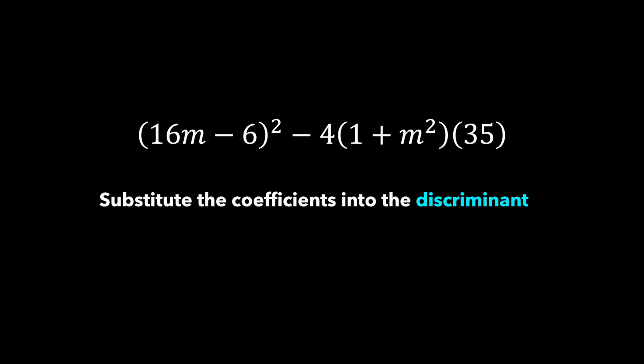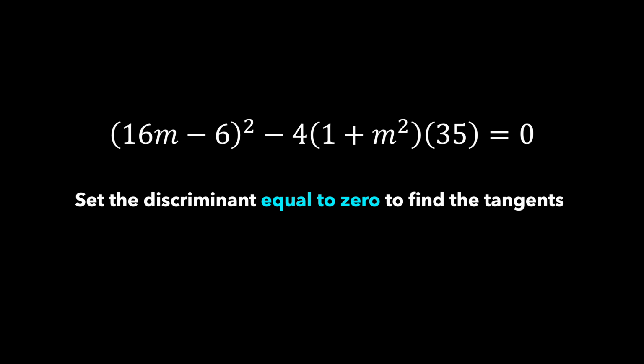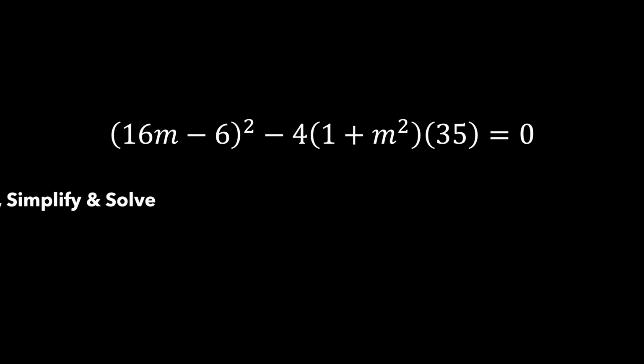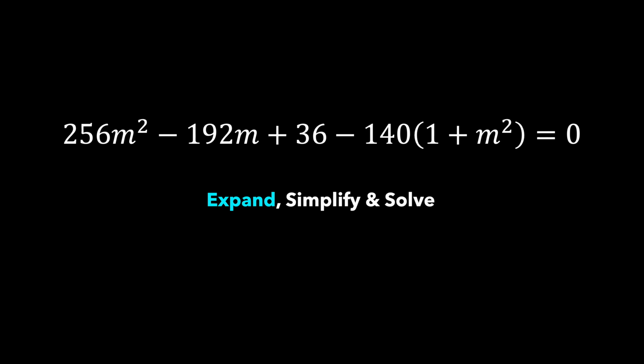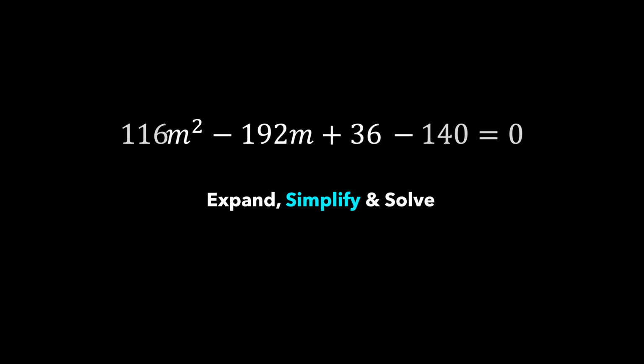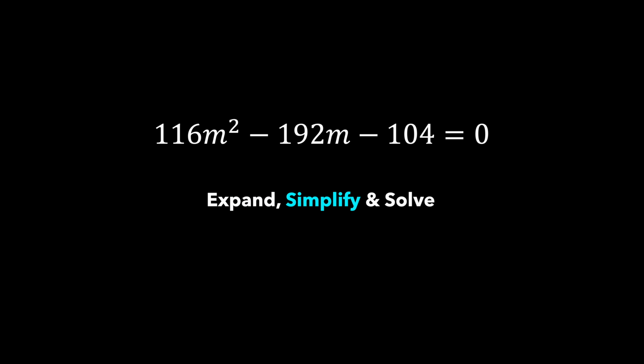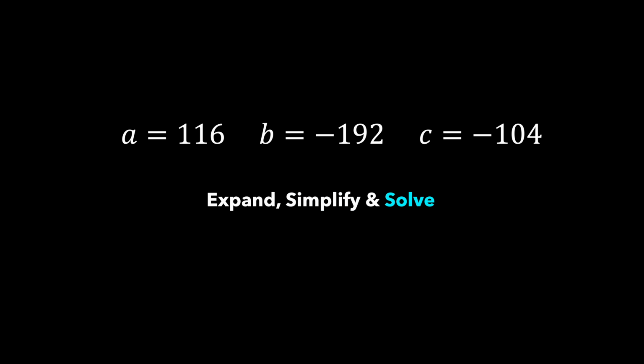Since we are interested in finding the tangents, we set the discriminant equal to 0 and solve for the gradient m. After expanding and simplifying the expression, we obtain a quadratic equation in m. We can then solve this using the quadratic formula.